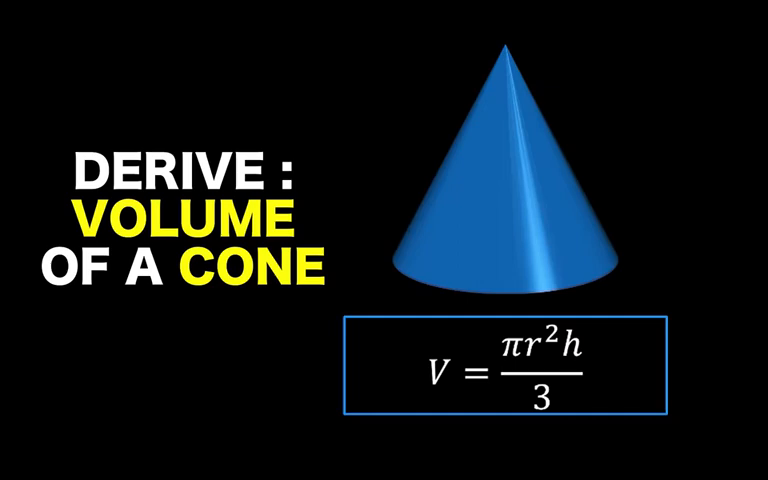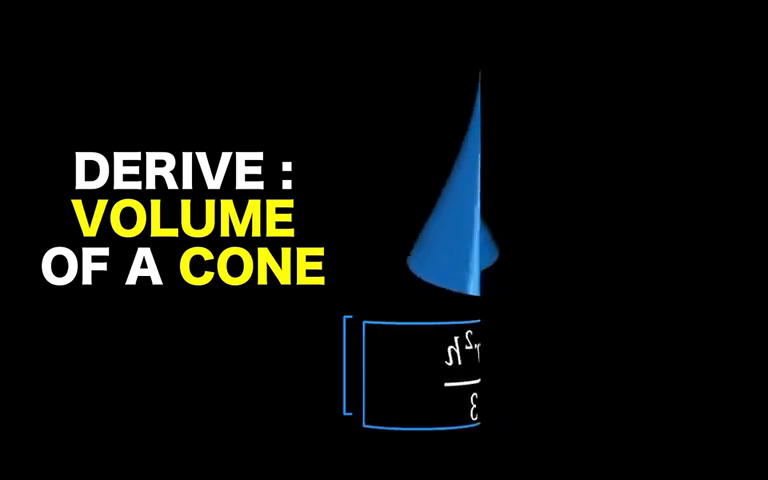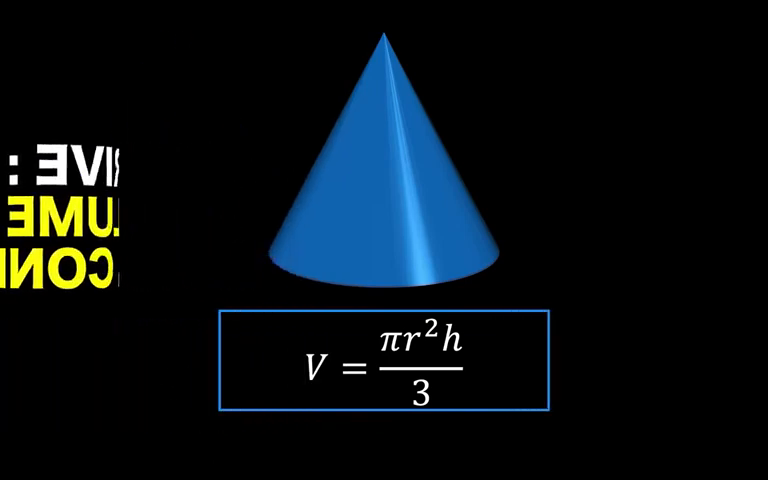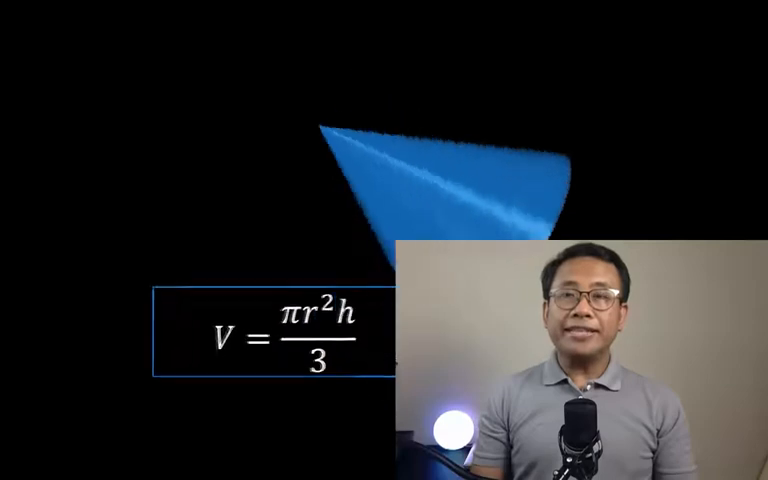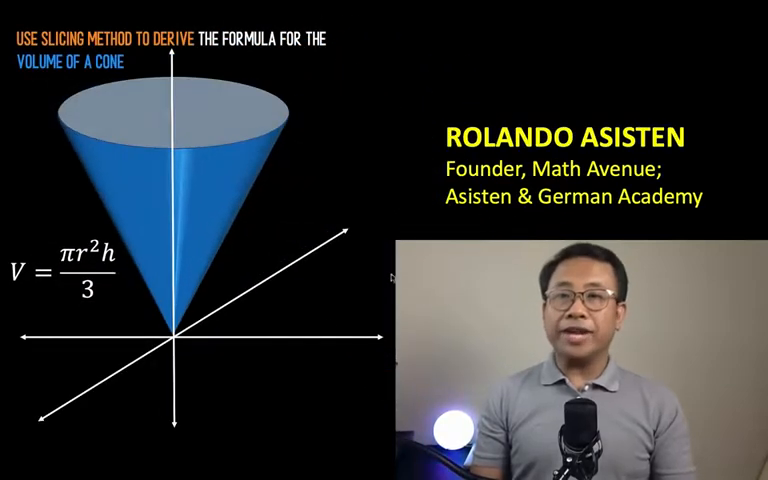In this video, we are going to answer one important question. Where in the world does this formula for the volume of a cone, pi r squared h over 3, come from? Hi everyone, this is Lando Assistant, and in this video, we are going to answer that question.